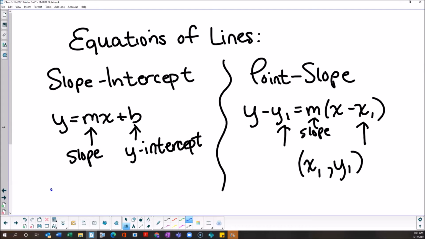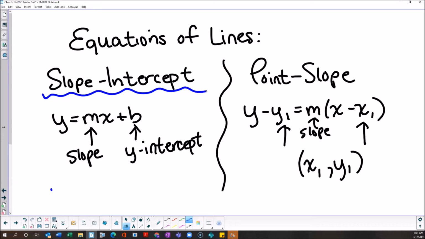So we basically have two formats that we use for equations of lines, right? The one you probably learned first in middle school is slope-intercept form. And it's exactly how it sounds, right? It's y equals mx plus b, where m is the slope and b is the y-intercept. That's kind of the most common one that we're familiar with.